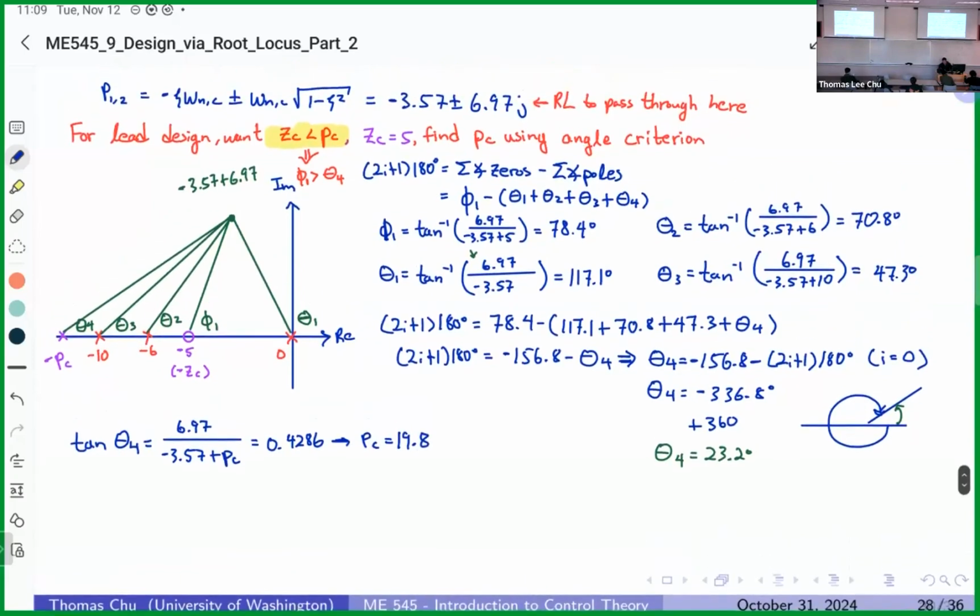I just want to highlight that if you don't meet this condition, you do have to go back and redesign your lead controller. So you have to choose a different 0 location. I wouldn't even continue on unless your angle was smaller than the 0 angle for your pole.